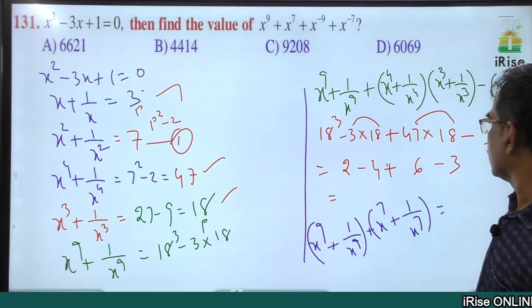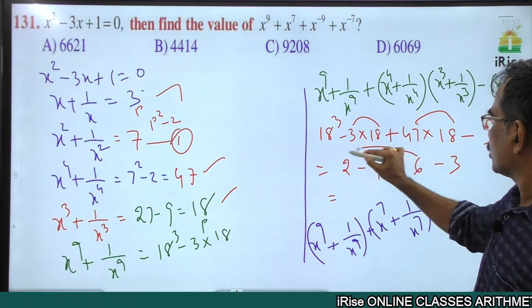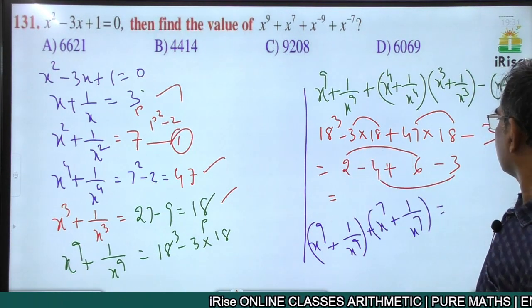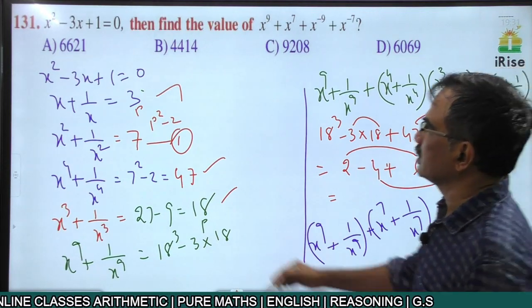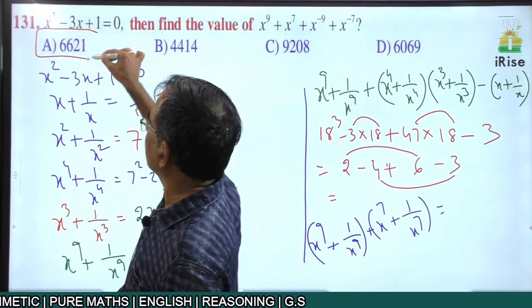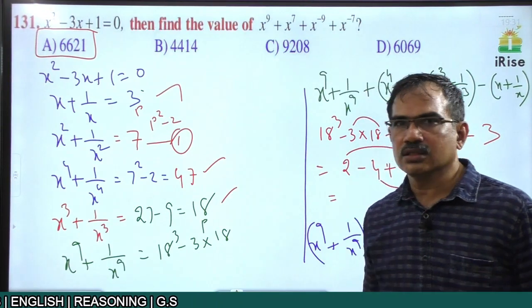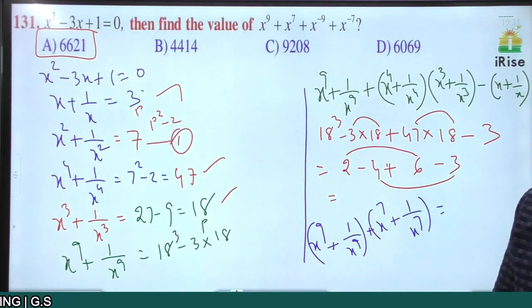Okay, then what we get here? 6 plus 2 is 8, minus 4, minus 3 is 7, 8 minus 7 is 1. 1 is the units place, so the answer is 6621. The answer is 6621.